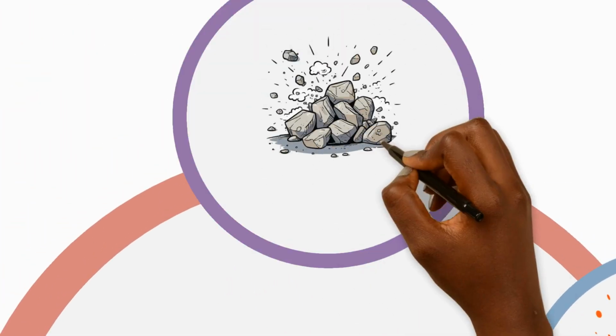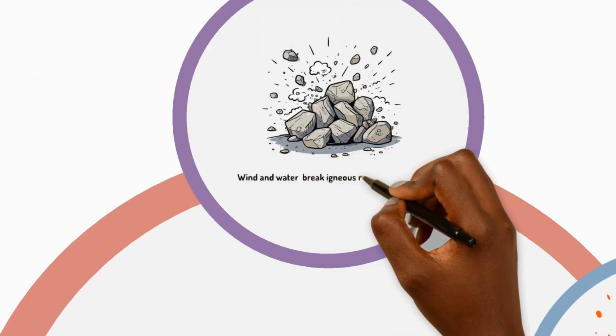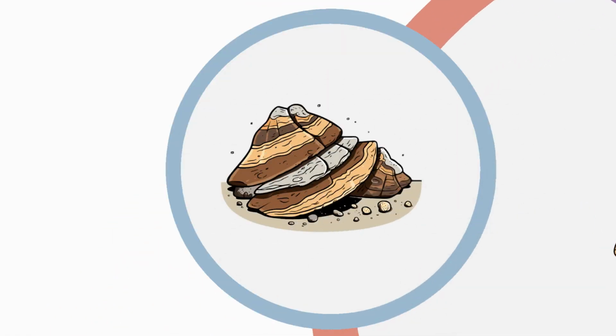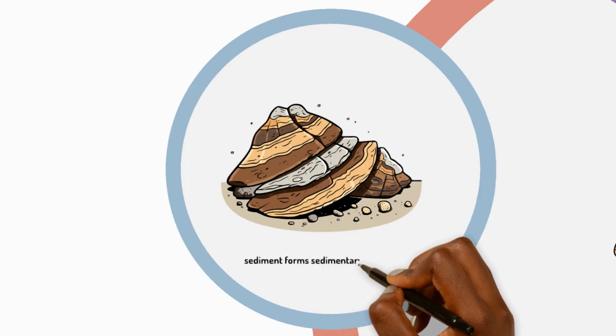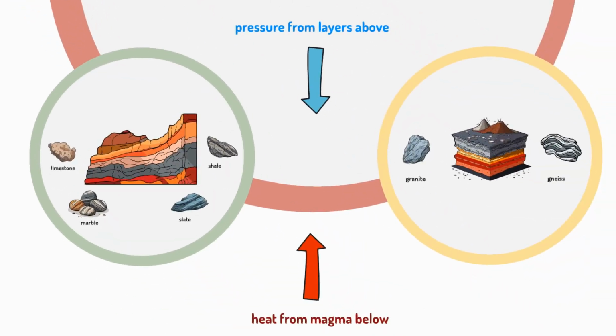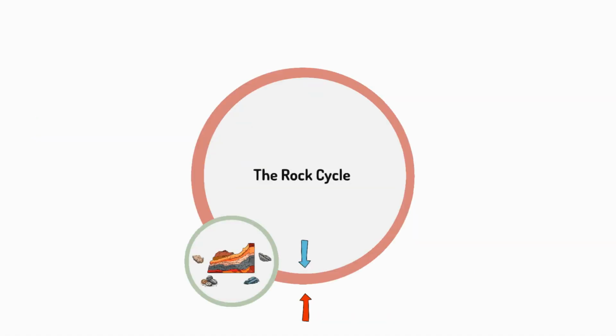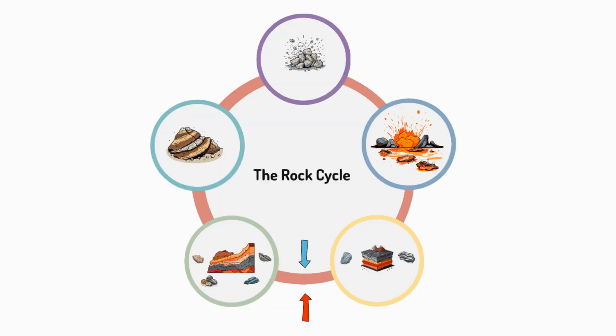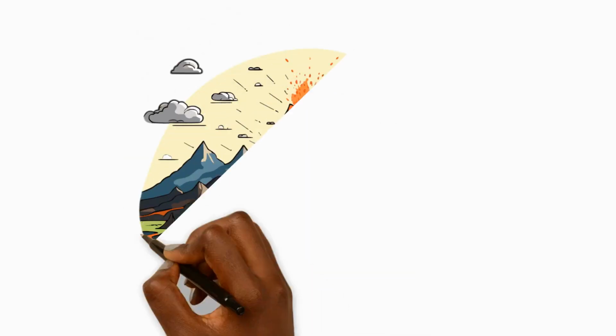Wind and water can wear away igneous rocks into tiny pieces called sediment. With time and pressure, these layers of sediment squeeze together to form sedimentary rocks. And we've been here before, if we heat and squeeze these sedimentary rocks deep in the earth, they turn into metamorphic rocks. And that is the rock cycle, from melting to cooling, breaking down, pressing together and changing. It may not look like it, but rocks can go through a lot of changes.